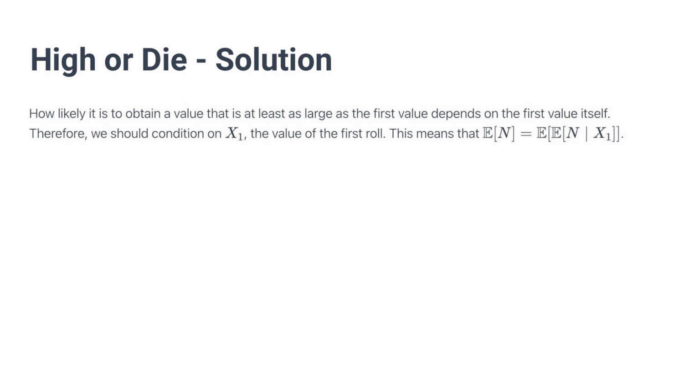We need to first acknowledge that how likely it is to obtain a value that is at least as large as the first value depends on the first value itself. So in simpler layman terms, if our first roll is 1, it's going to be a lot easier to get a value greater than 1, so n is going to be smaller. So we need a condition on x1, which is the value of the first roll. That means the expected value of n is the expected value of the expected value of n given x1.